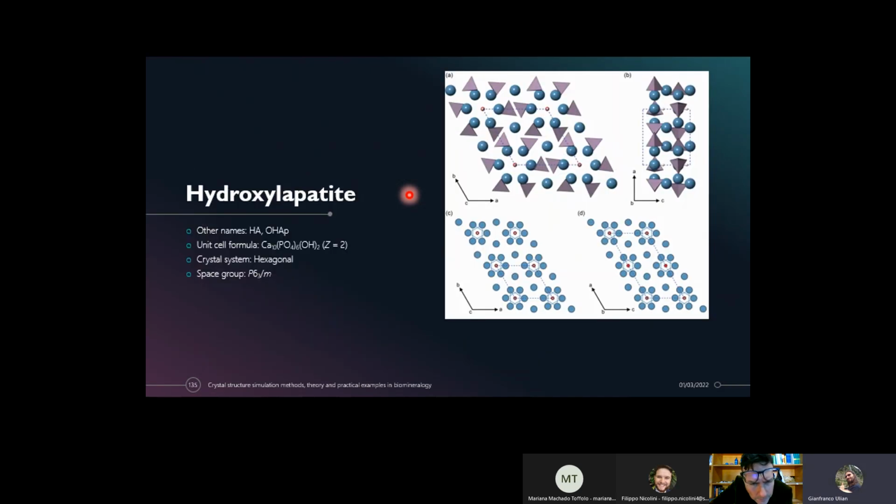So let's see something about the crystal. The crystals in our bone tissues are made of hydroxylapatite or hydroxyapatite. Other names and acronyms are given here: HA, hydroxyapatite, or hydroxylapatite if you want to be more mineralogical, and OHAP. The unit cell formula is given by this term here. The system is hexagonal, with the space group P6₃/m.